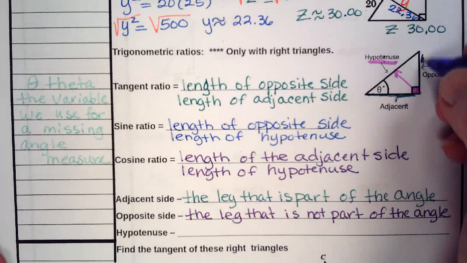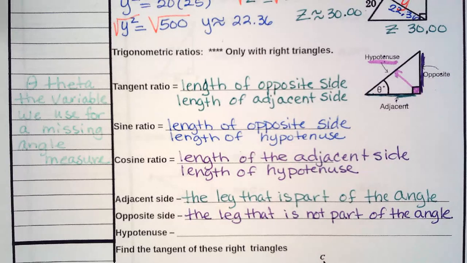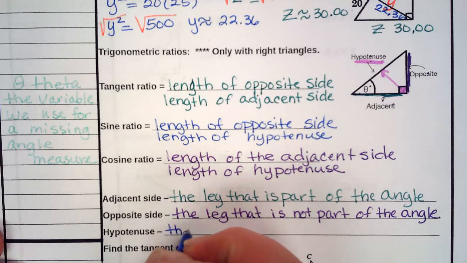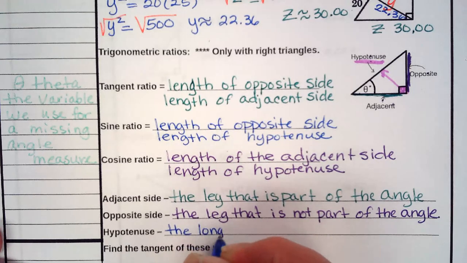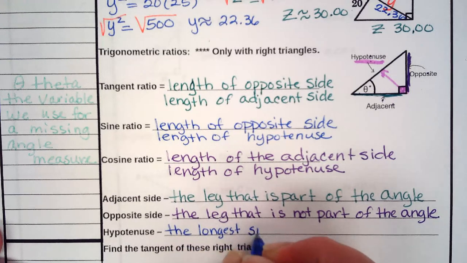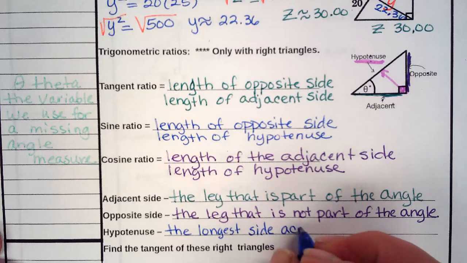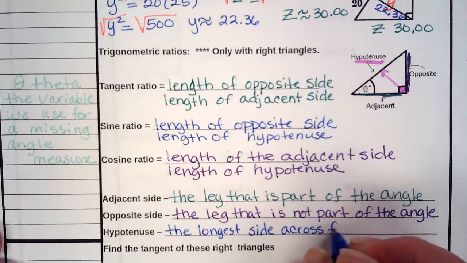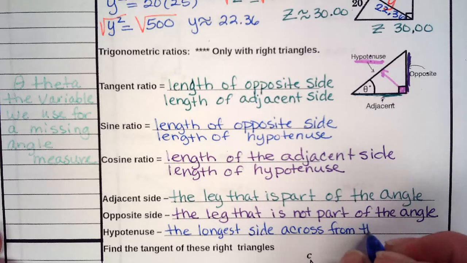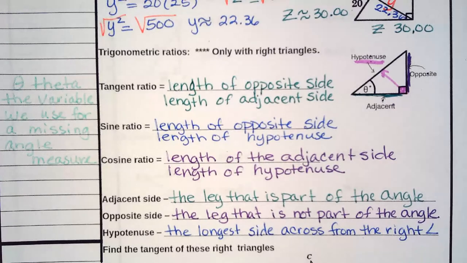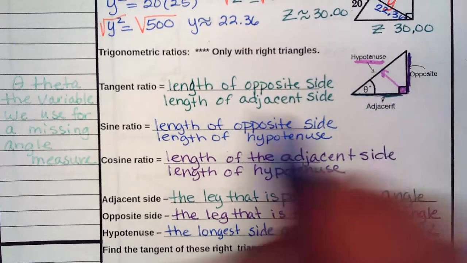And that would be over here. And that leads us to the hypotenuse. The hypotenuse is the longest side across from the right angle. So if you look, your hypotenuse is straight across from your right angle.